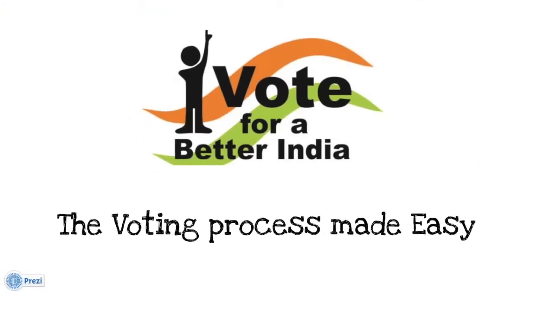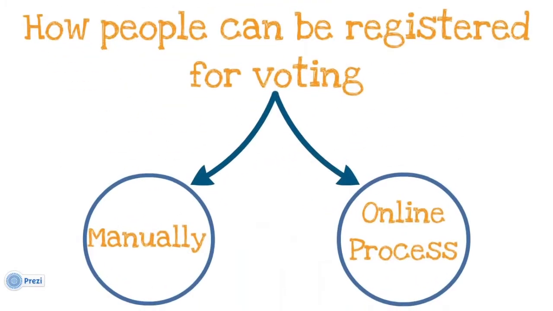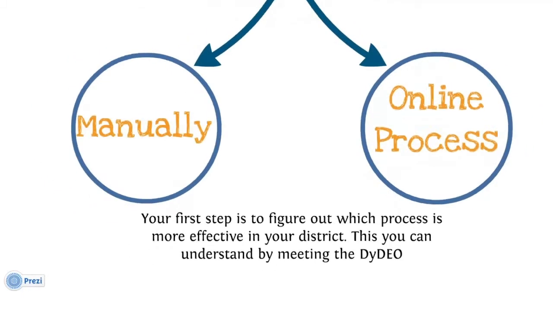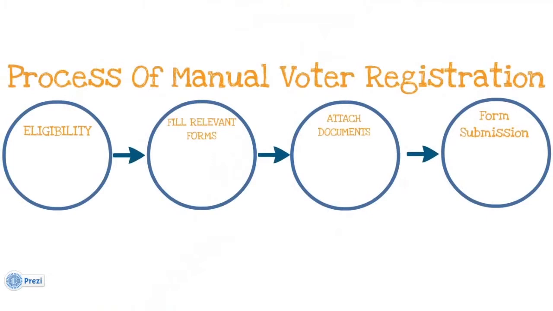Voting process made easy. There are two types of how people can be registered for voting: manually and through an online process. Your first step is to figure out which process is more effective in your district. You can understand this by meeting the DYDEO. Now let's have a look at the manual process of voting.